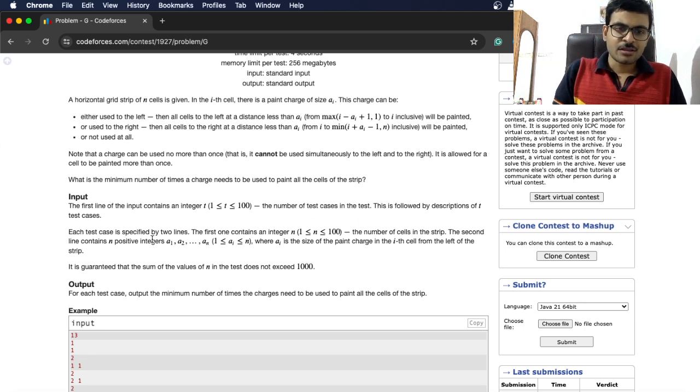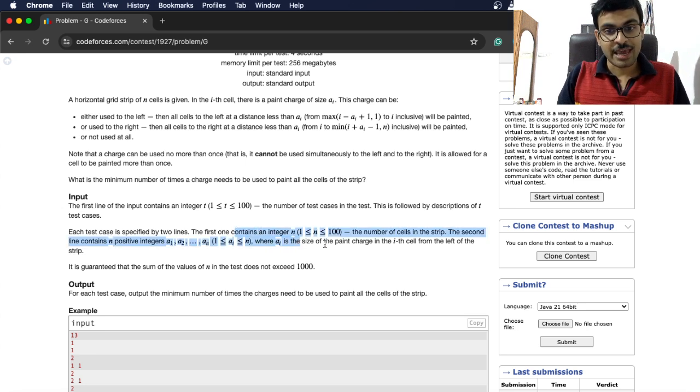Okay. Now this constraint is interesting. The numbers are very small. N goes up to a maximum of 100 in a certain test case. There are a maximum of 100 test cases, but the total of n cannot cross 1000, which means if n is the maximum, that is 100, then there can be a maximum of 10 test cases.